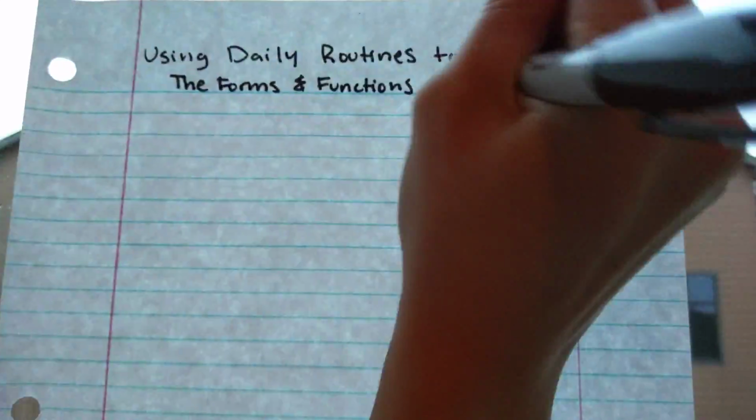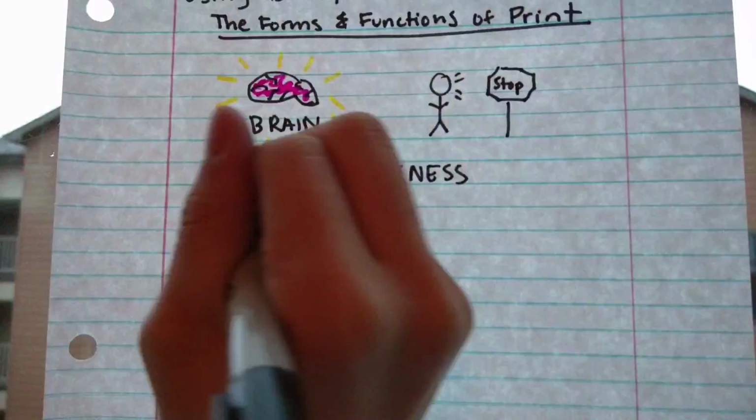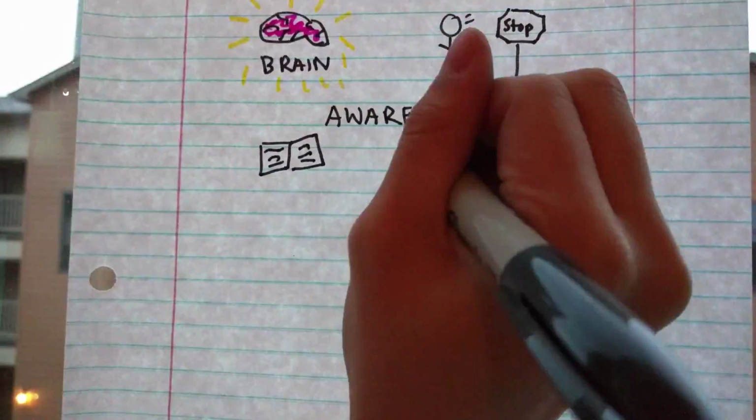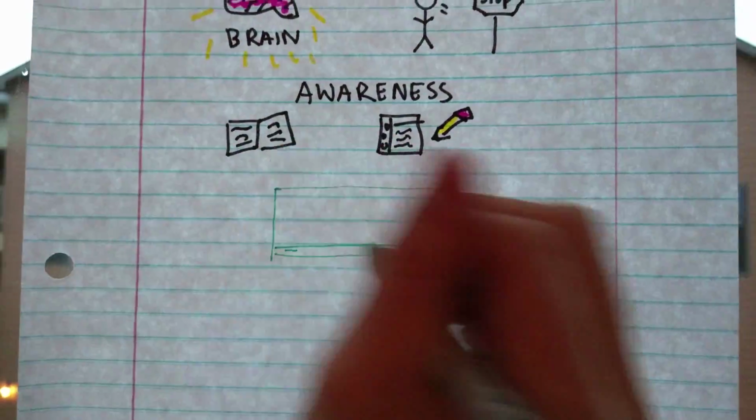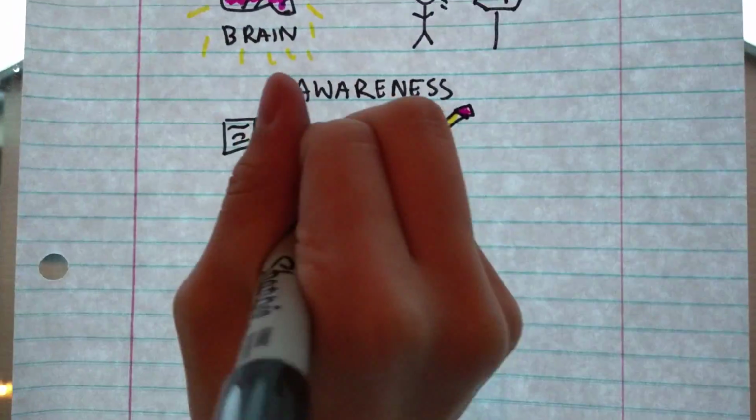Daily routines enhance children's awareness of the forms and functions of print. They also call attention to the actual processes of reading and writing. With a morning message, you preview the day's activities for your students. This provides the students with a model of writing and its form.